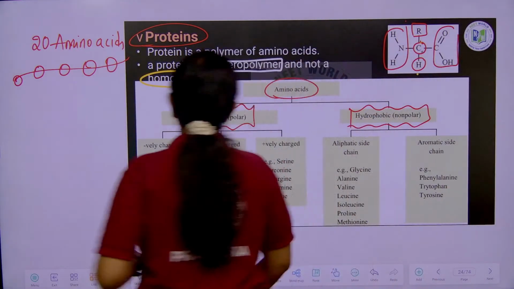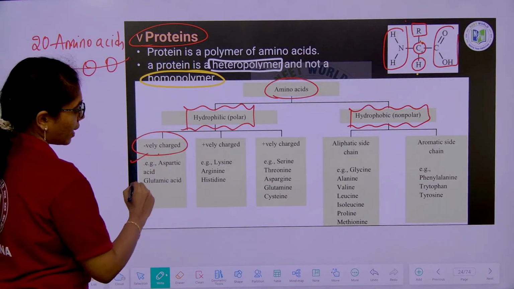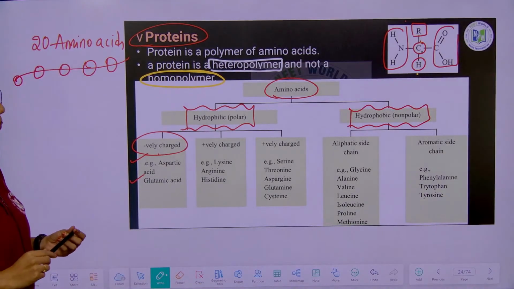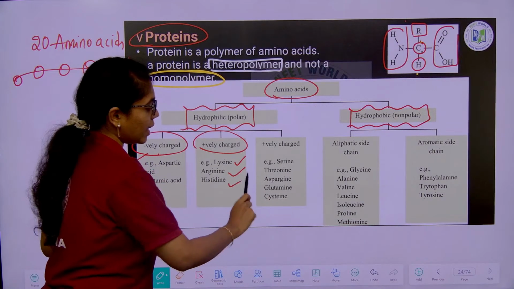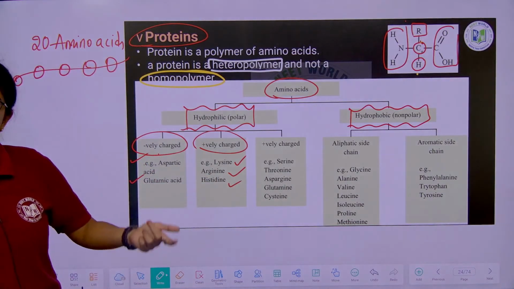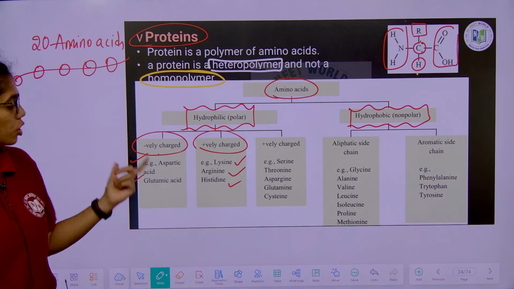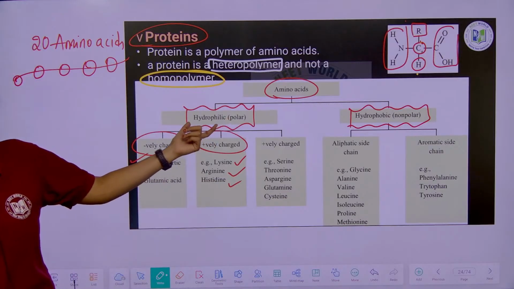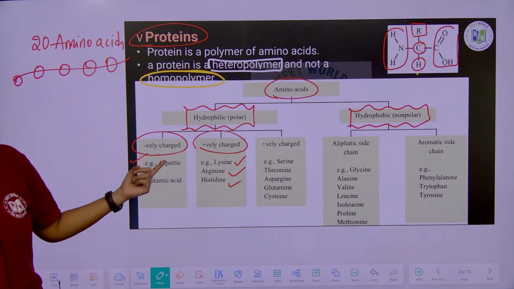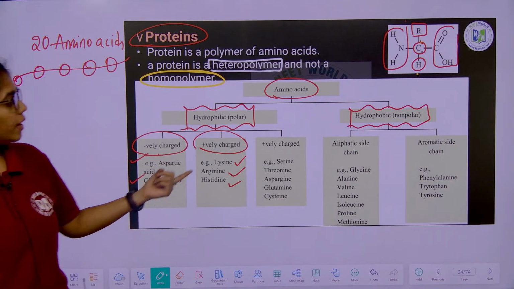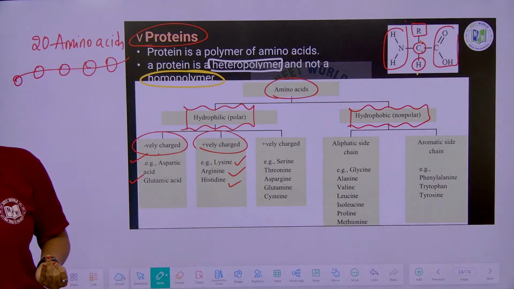If you see hydrophilic polar amino acids, negatively charged will be what? Aspartic acid and glutamic acid. Positively charged includes lysine, arginine and histidine. Lysine and arginine are familiar terms to you because they are the compositions of histone proteins, right? So these two are clear? Hydrophilic polar amino acids have negatively charged ones. Examples include what? Aspartic acid and glutamic acid. Positively charged includes lysine, arginine and histidine, right?